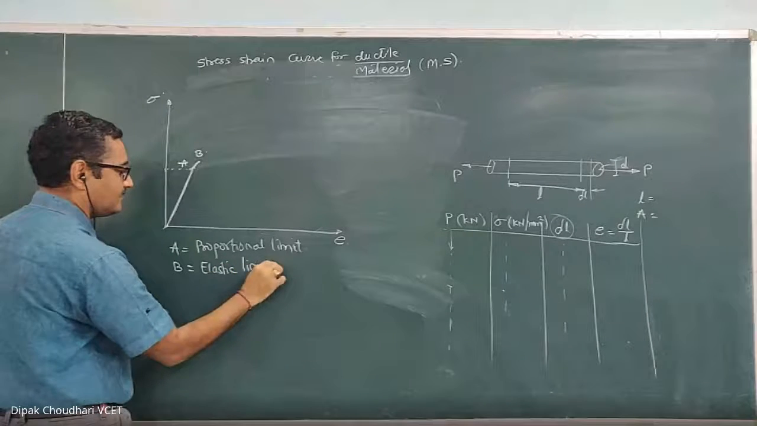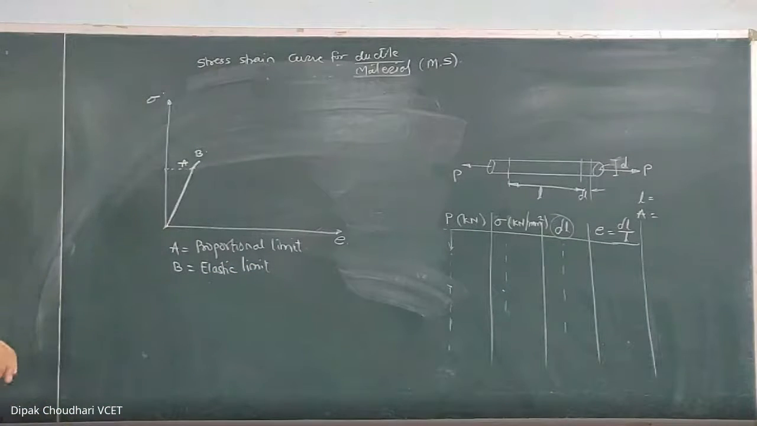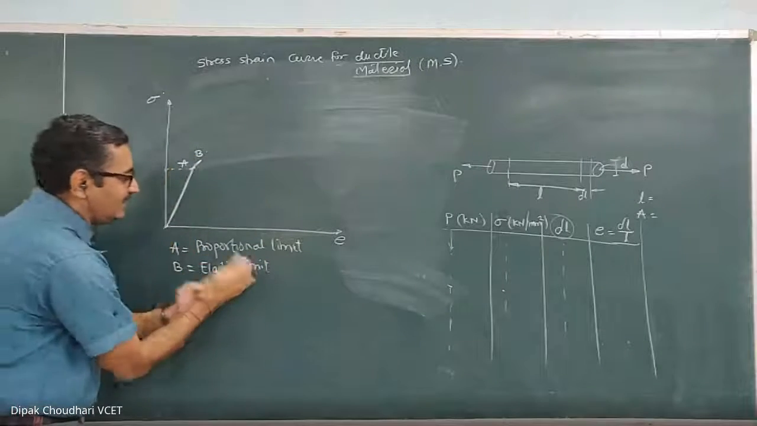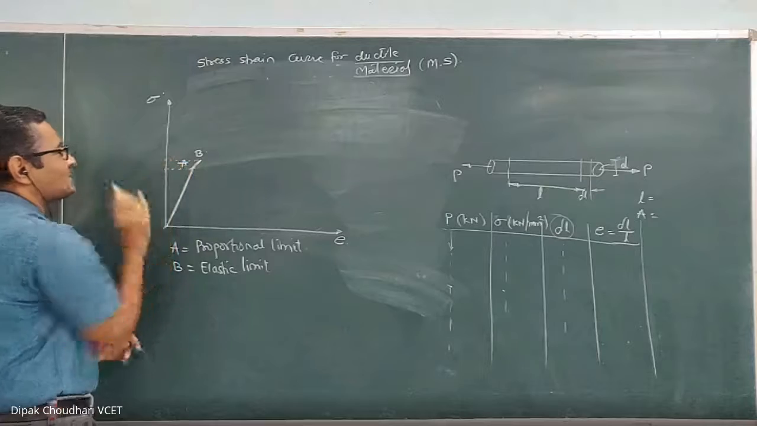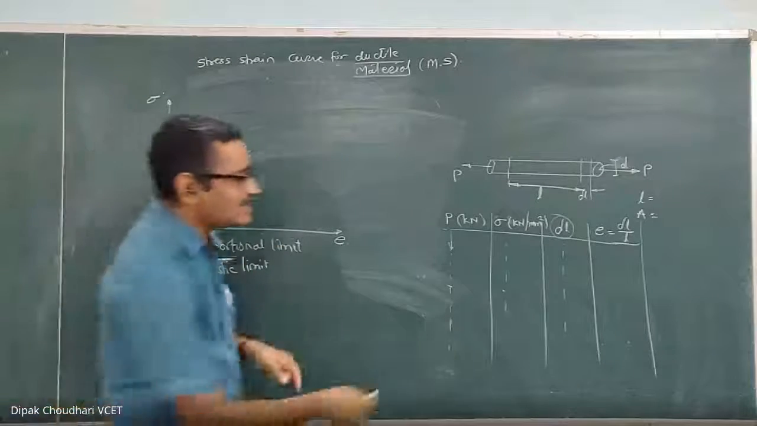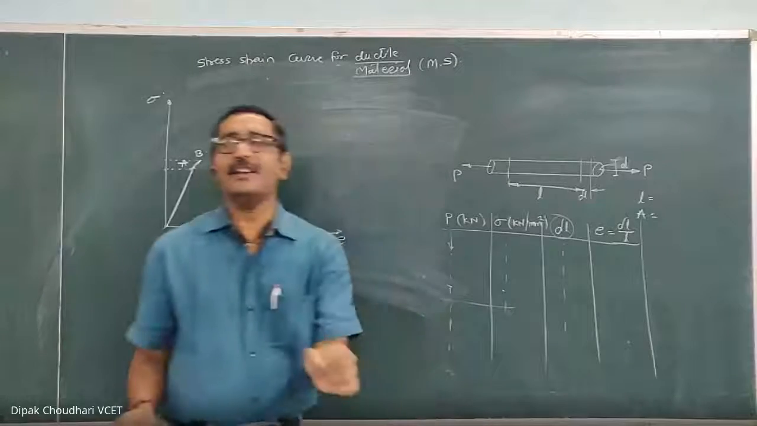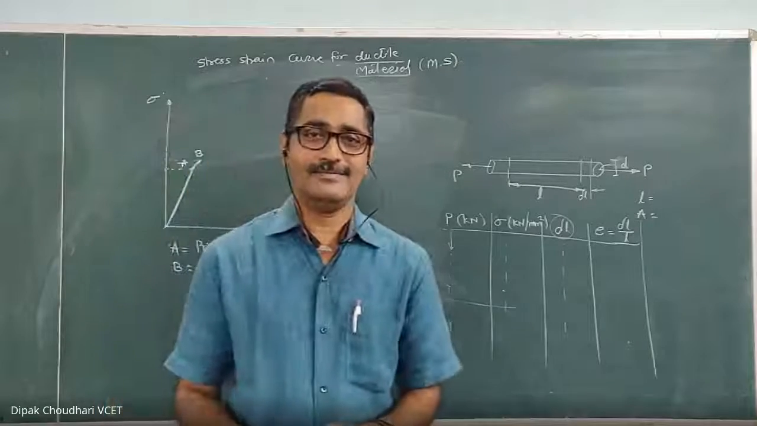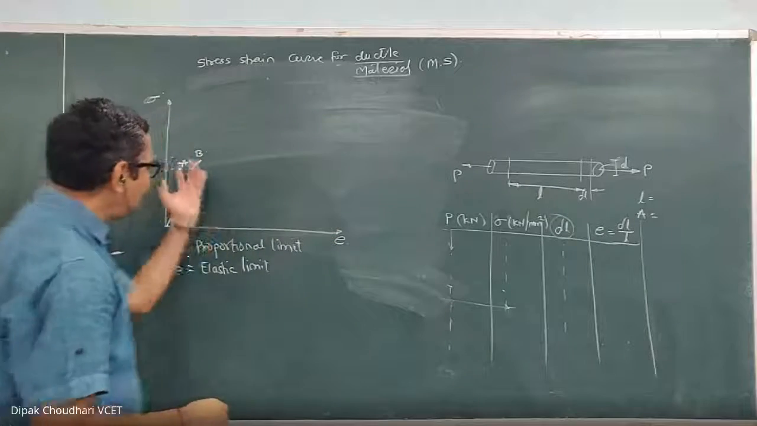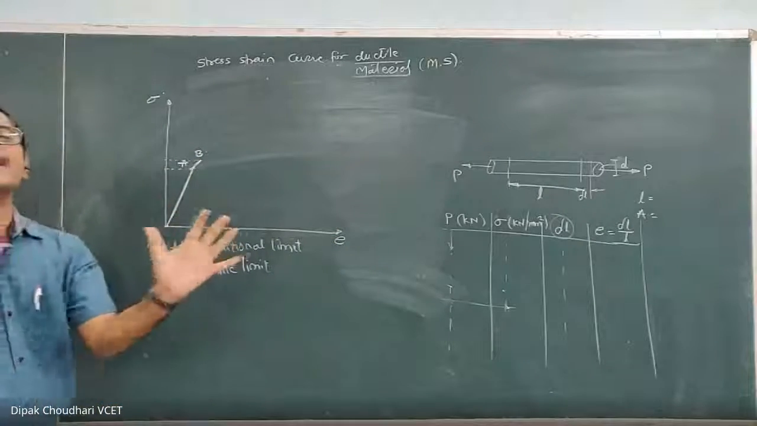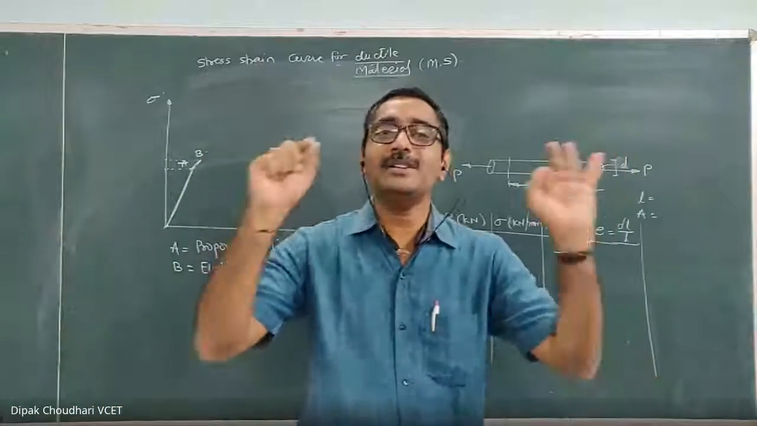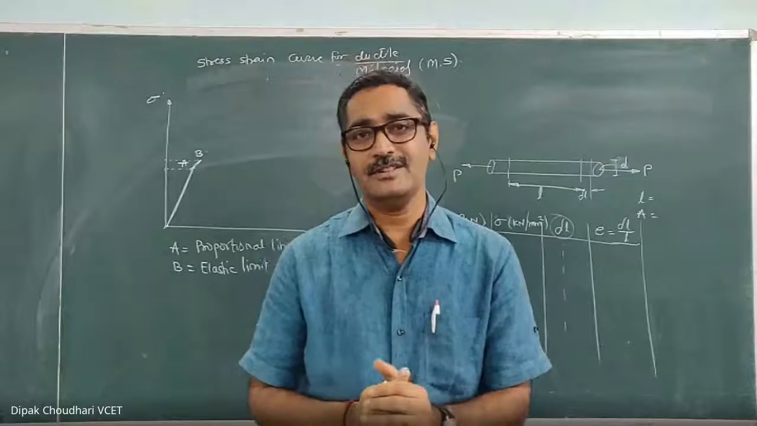Elastic limit. Okay, so what is that elastic limit? Up to this elastic limit, I mean the limit of the corresponding value of the stress. Up to this value of the stress, the material is in the elastic zone. Means corresponding to this value of the stress, if I remove the load, the material regains its original shape and size. There won't be any permanent state of deformation.